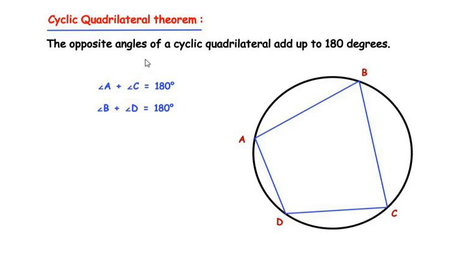Now according to the statement of this theorem, the opposite angles of a cyclic quadrilateral will add up to 180 degrees. Here we can see that angle A is opposite to angle C. So according to the theorem, angle A plus angle C should be equal to 180 degrees. Similarly, angle B is opposite to angle D. So angle B added with angle D should give us 180 degrees. So let us see how we can use this theorem to solve the question above.